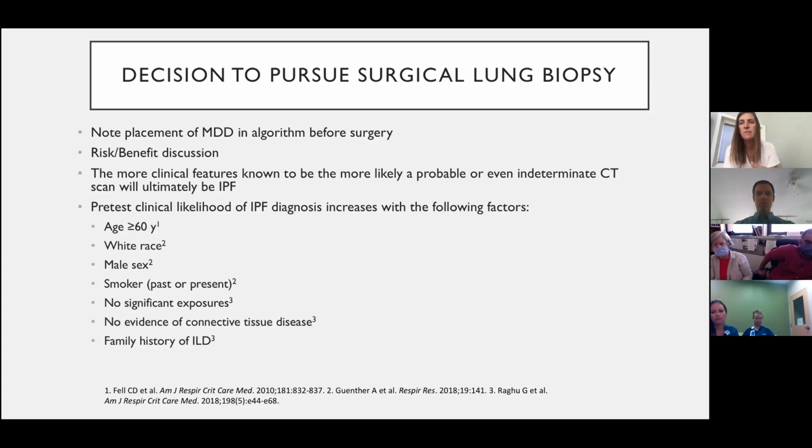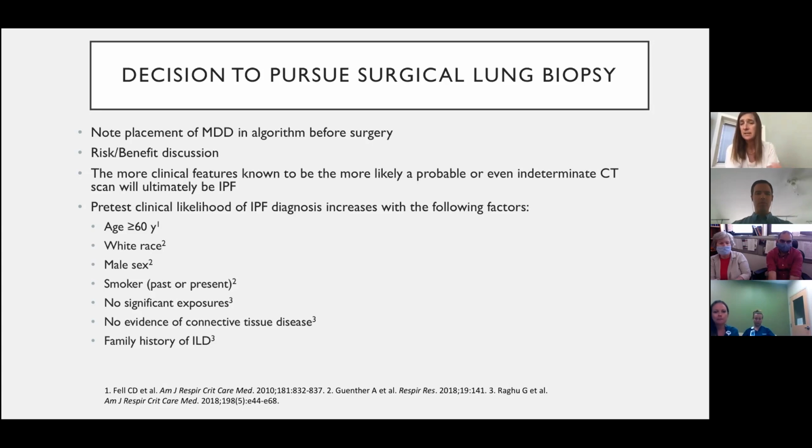Are we going to get benefit? Are we going to get a diagnosis so we can treat? And what's the risk of this patient? And so understanding the features that are going to make it more probable that you have a diagnosis, i.e., is this IPF and I don't need to prove it by biopsy, makes you a better clinician and less needy of a biopsy.